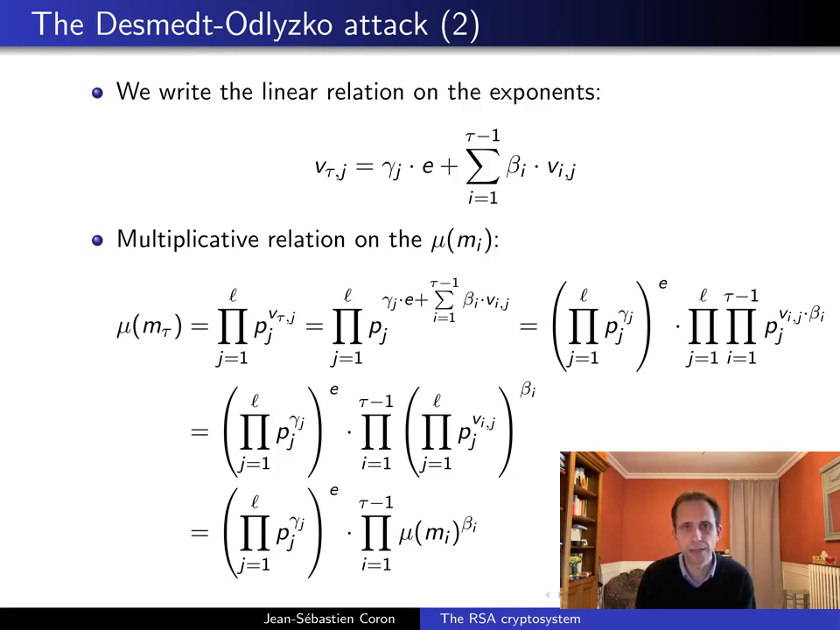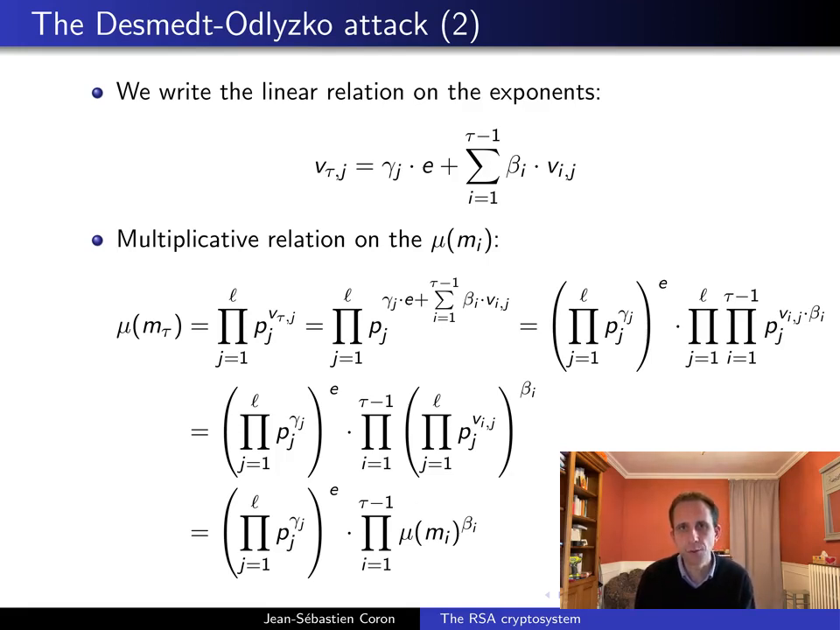μ of m_τ by definition is the product of the p_j to v_τj. So this is by definition the factorization of μ of m_τ, which is assumed to be smooth. And so we replace the v_τj by the linear relation. So this gives the product of p_j to γ_j e plus the sum of β_i v_ij. And then the sum is on the exponent, which means that we obtain the product for i equals 1 to τ−1 of p_j^(v_ij) to the β_i.